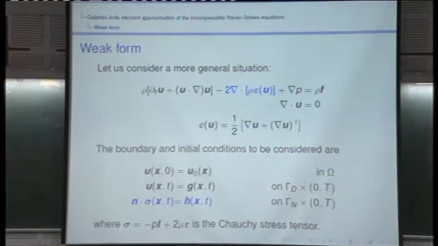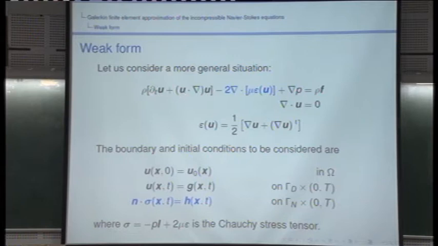So let's make a few remarks about how to obtain the weak form of the problem, which are not very important, but are details that have to be taken into account in the implementation. So first of all, let's consider a more general situation than what we have seen so far. First, I have not divided by the density, so I have kept the density here. And here, as you see, we have the viscosity, the dynamical viscosity.